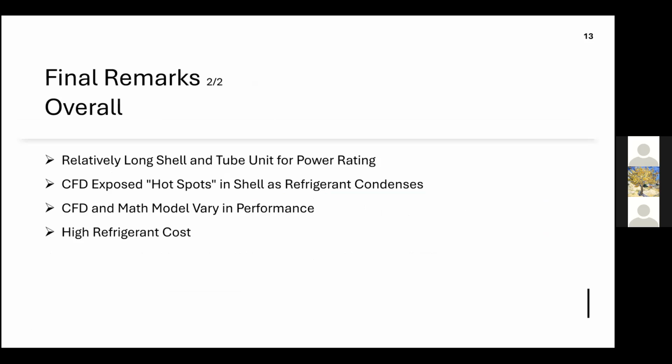So our final remarks were that compared to other heat exchangers, our heat exchanger was fairly long for the power rating. Our CFD exposed hotspots, and our CFD and math modeling varied in performance. We also know that refrigerant has a high cost.